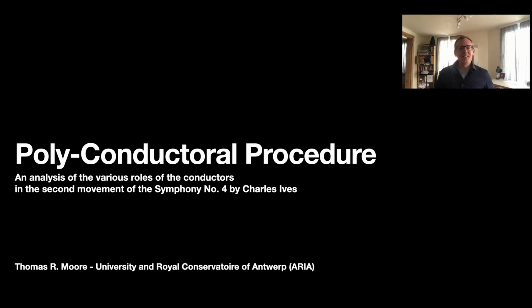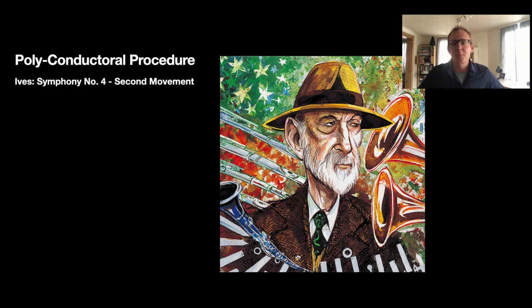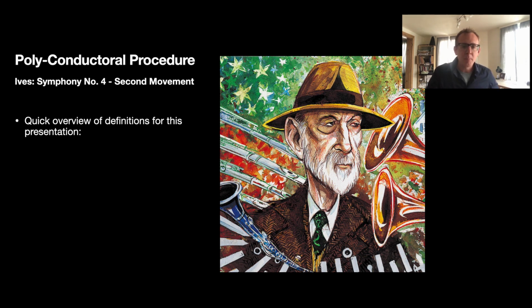So in the preface to the 1965 performance score, John Kirkpatrick wrote of a polyconductoral procedure when describing the performance practice for the second movement of Charles Ives' Fourth Symphony. Kirkpatrick also pointed out that it was not solely Ives' score that ensured this procedure was implemented. It was the publisher, Theodor Sater, who finally persuaded Leopold Stokowski, music director and conductor of the American Symphony Orchestra, of the, quote, necessity of a polyconductoral procedure, end quote, for the symphony's posthumous premiere in 1965.